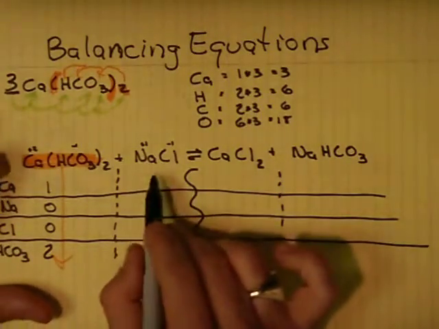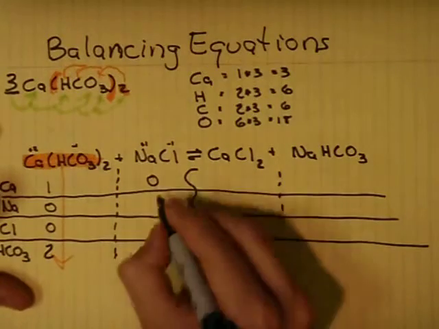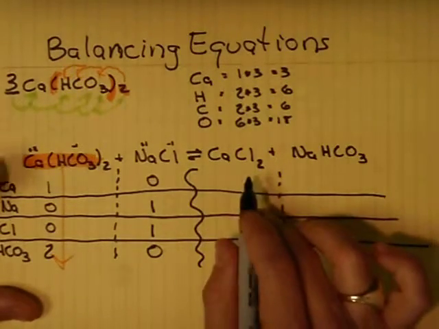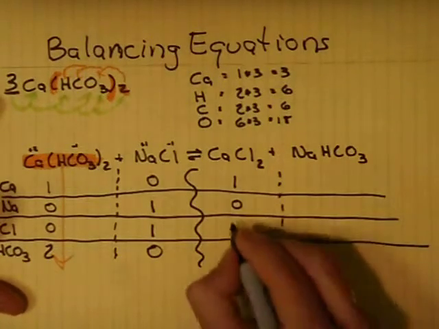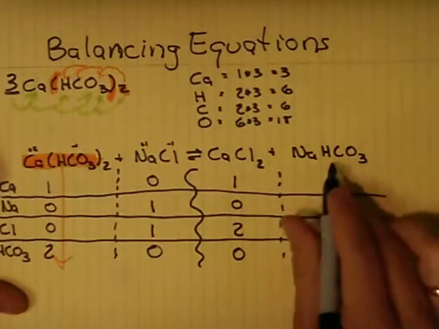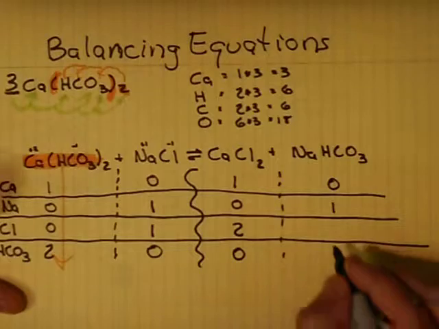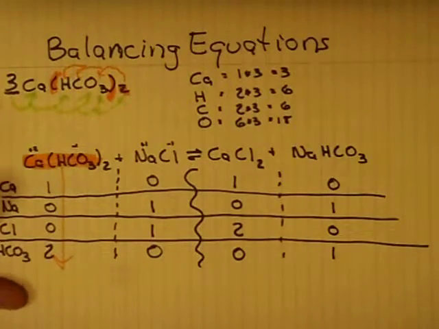So, same thing here, sodium chloride. We don't have any calcium. We've got 1 sodium, 1 chloride, and no bicarbonate. And then the same thing on the right side. Calcium, we've got 1, sodium, 0, chloride we have 2, bicarbonate 0, and then for sodium bicarbonate, 0 calcium, 1 sodium, 0 chloride, and 1 bicarbonate.